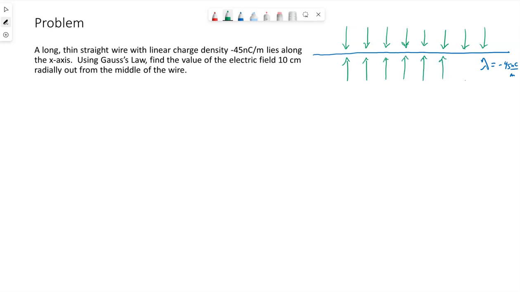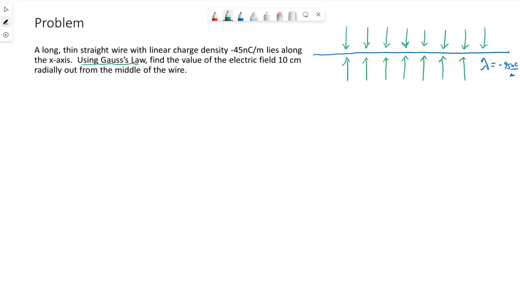I would expect the electric field gets weaker as we get farther away, which we can look for the equation that describes the electric field on the test notes for this specific situation. But again, this problem is asking us to use Gauss's law.